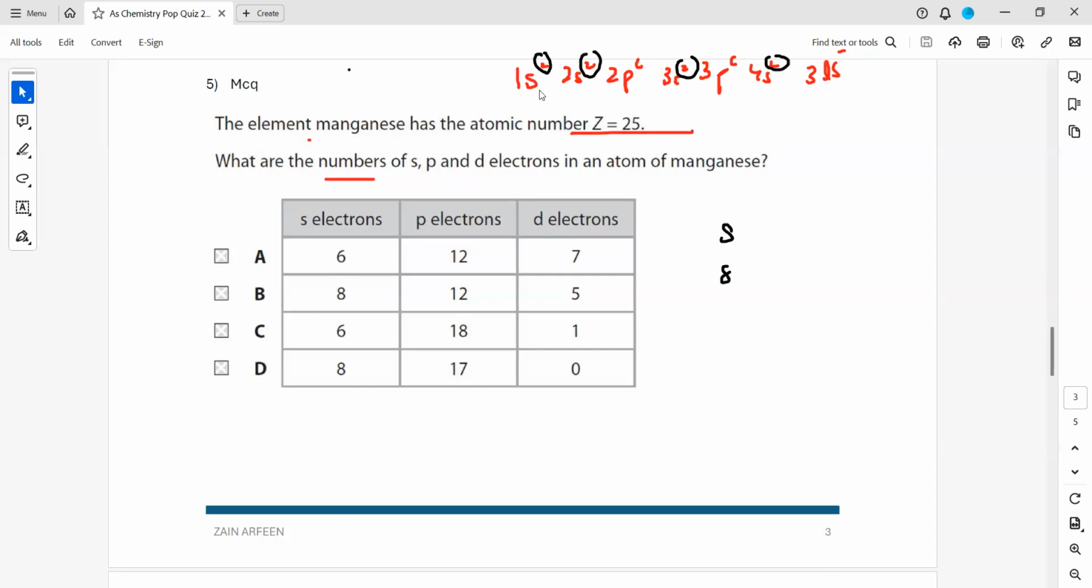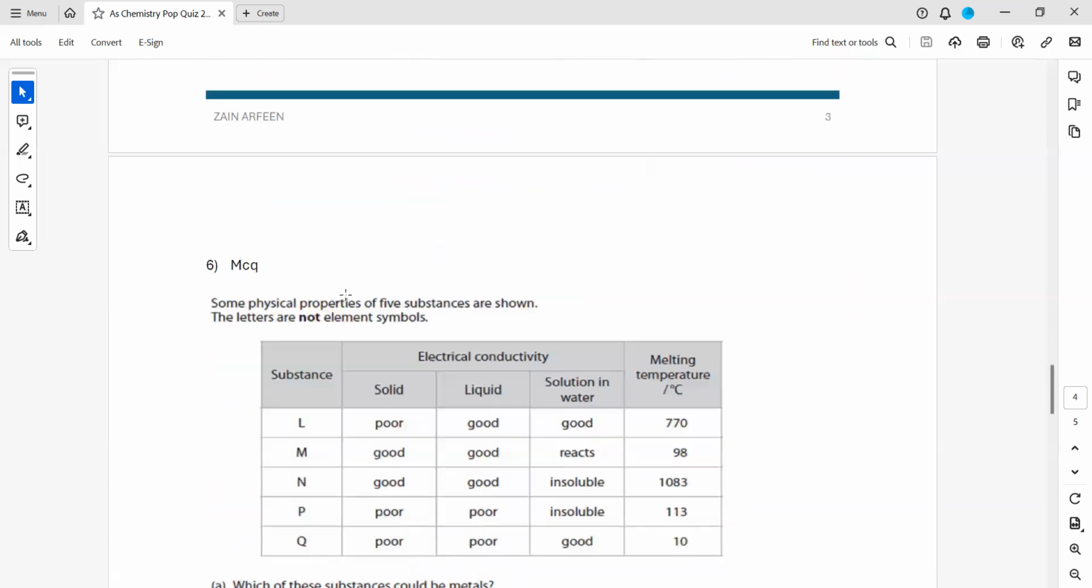What about p? 6 and 6, so that makes 12 in total. And what about d? Only one d subshell is there, having 5, so d will have 5. So 8, 12 and 5, and that matches option B. So first you have to write the electronic configuration and then work out how many electrons are there in each orbital.